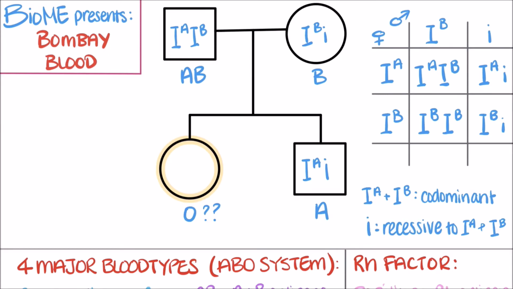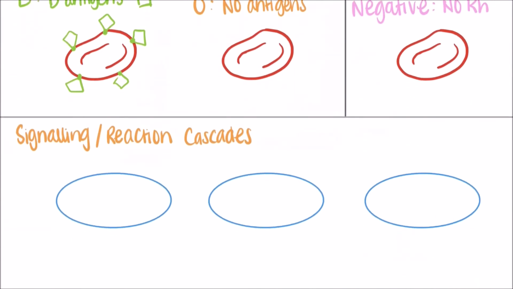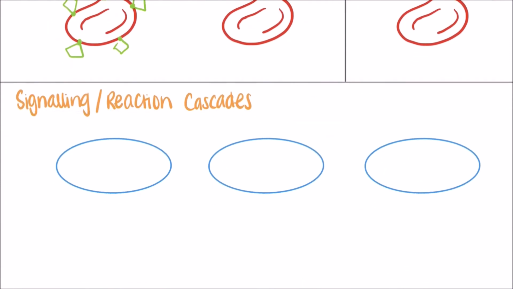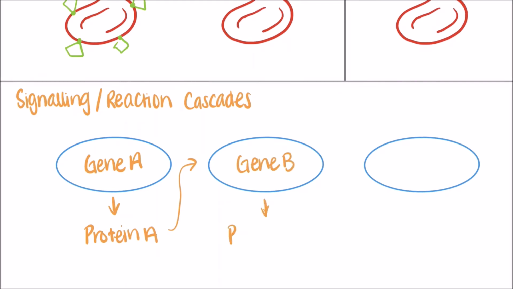Well, it turns out that this is epistasis at play. Epistasis refers to interactions between two or more genes. We usually see epistasis when there is a reaction or signaling cascade. One example might be that gene A encodes a protein that is needed to activate the transcription of gene B, and protein B is needed to activate the transcription of gene C to produce protein C.